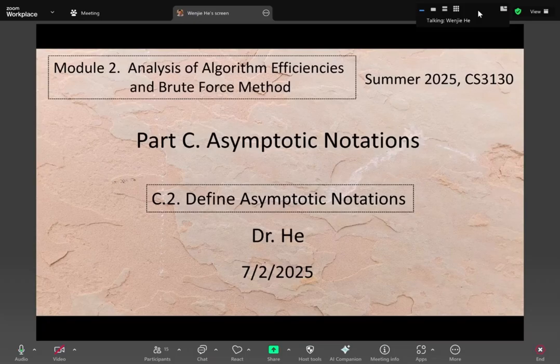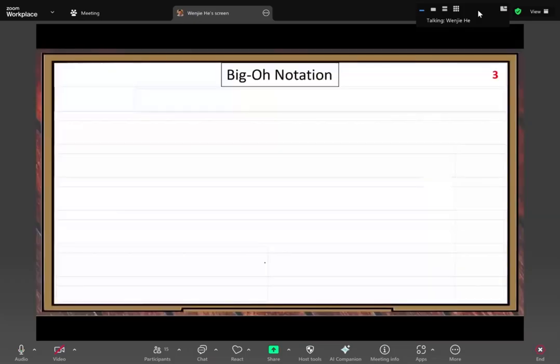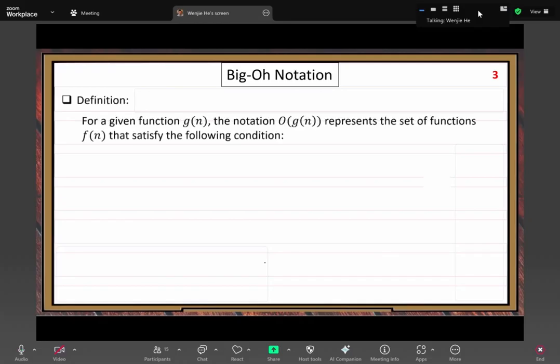C.2, define asymptotic notations. First one, big O notation. We learned a little o before, so this time it's the big O version. The meaning is different from little o. So what's that? The definition: for a given function g of n, the notation big O of g of n represents the set of all those f of n functions that satisfy the following inequality condition.